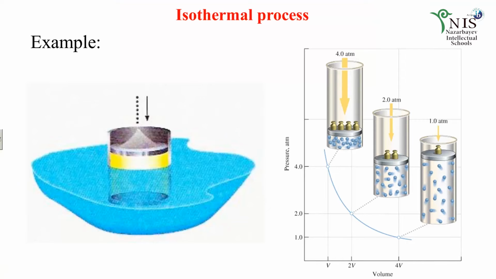Let's, for example, imagine a system that consists of a container with a piston. There is a gas inside the container and this container is placed into a lake. Here, the lake works as a heater in order to keep the temperature of the gas inside the container constant. If we slowly add weight on the top of the piston, the volume of the gas inside the container will start to decrease and pressure will start to increase, as the number of collisions of molecules with the wall of the container will increase. This is an example of how the isothermal process works.